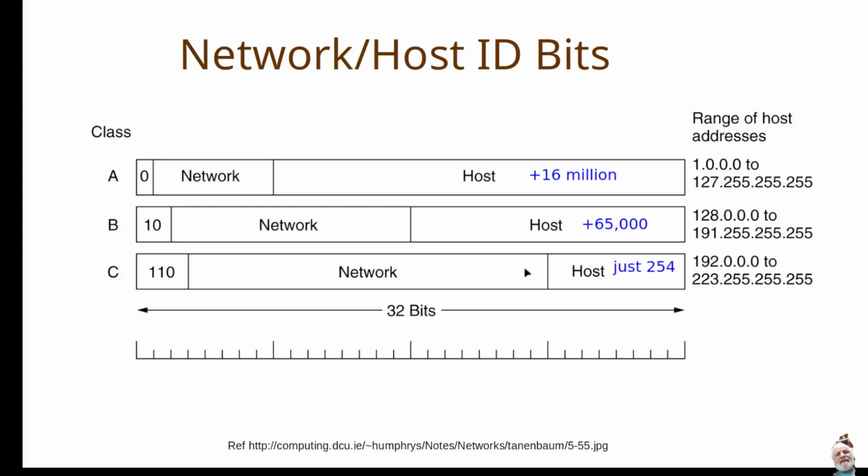And then class C gives you 24 bits for the network, and that just leaves you 254 unique devices. Again, you can't use the case of all zeros, and you can't use the case of 255s. So that leaves you 254 unique devices on that network. If you do a standard class C network, you can have no more than 254 devices, and if you want internet access, one of those is going to have to be your gateway.